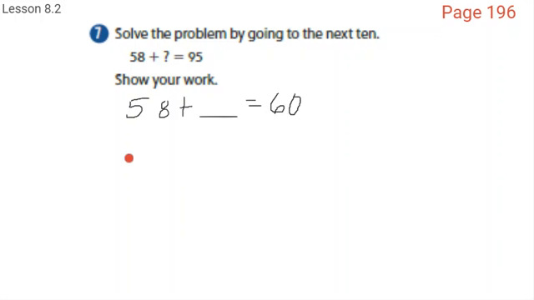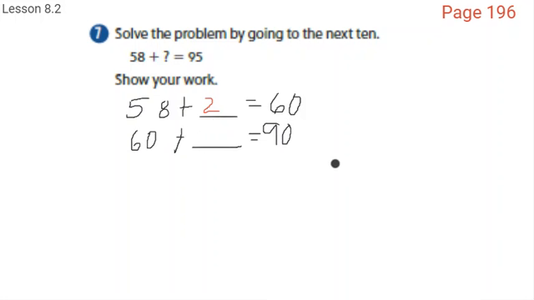Let's see here. So 58, and if I can even just count on 58, 59, 60, so that's plus 2. All right. Now I have to get up to 95 though, so I'm going to say 60 plus something is equal to, I'm going to get as close as I can, so 90. So I have 6 tens plus so many tens is equal to 9 tens.